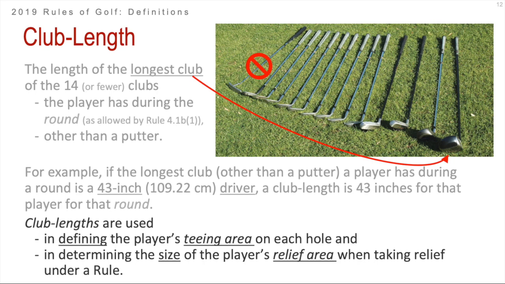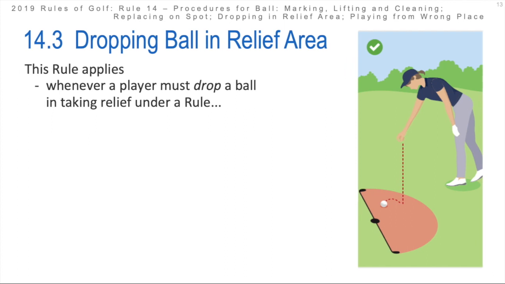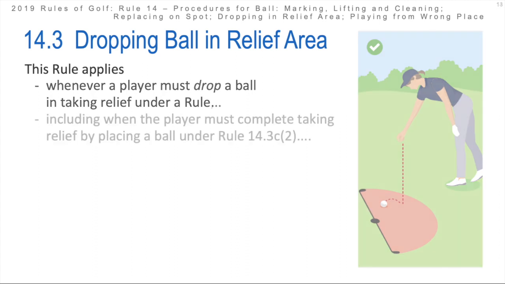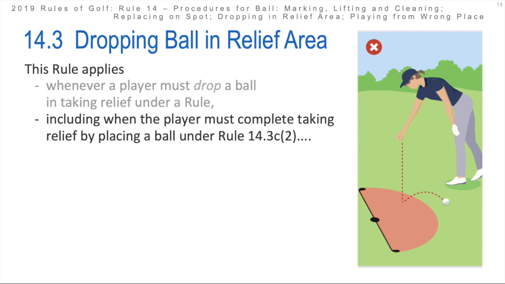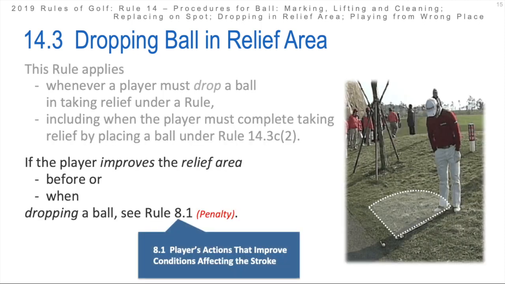We can do 2 club lengths back from the tee markers, so that's another spot where club lengths are used. Dropping a ball in a relief area. This rule, 14.3, applies whenever a player must drop a ball in taking relief, including when the player must complete taking relief by placing a ball. So we'll talk about that in a moment.